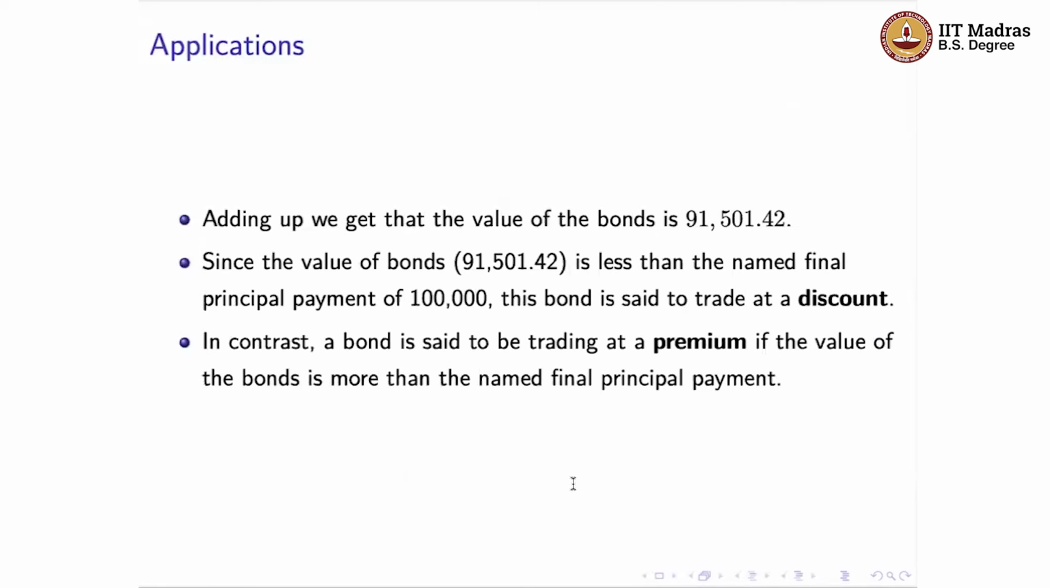One final piece of terminology: since the value of the bond here was less than the named principal amount of 100,000, we say that the bond is going to trade at a discount. In contrast, we say that a bond is going to trade at a premium if the value of the bond is more than the named principal amount. This is a piece of terminology that is used a lot.